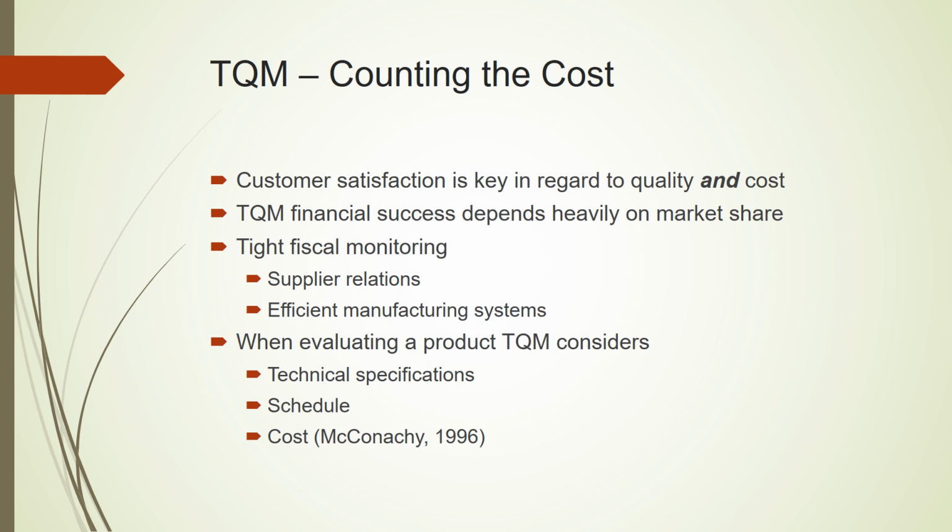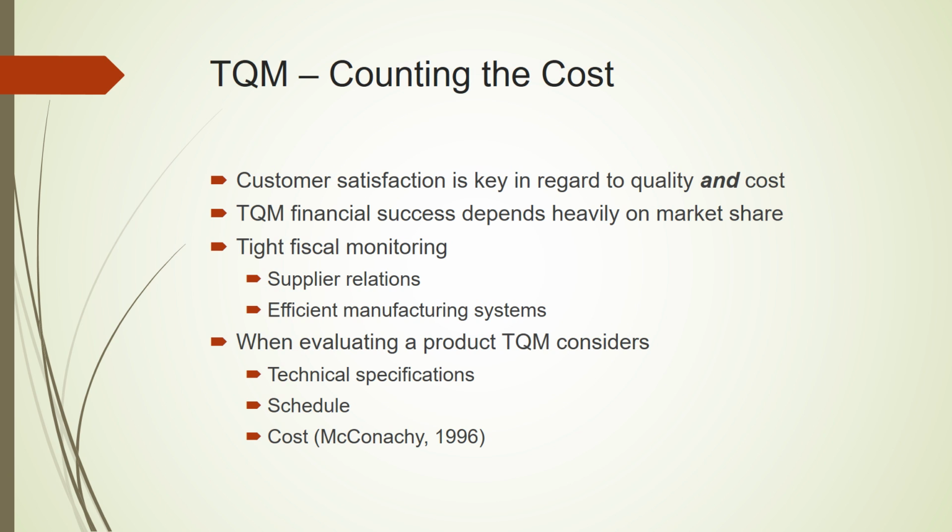Total quality management has a different approach to finance, financial management, and budgetary issues. It's kind of an ambiguous control method, but the reason it's harder to find is because with customer satisfaction being the key in regard to quality and cost, budgetary issues can flux. Total quality management financial success, remember, depends heavily on market share. So it's those hard and soft things that they do, having the most relevant equipment to produce the product at lower costs that actually impacts the budget. That being said, there's tight fiscal monitoring between suppliers and their manufacturing systems.